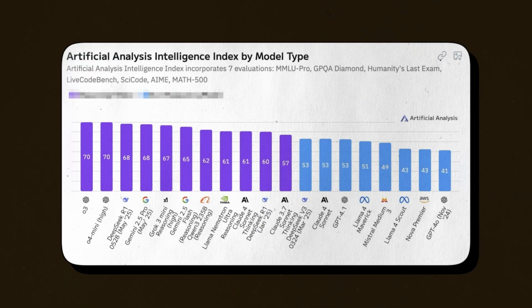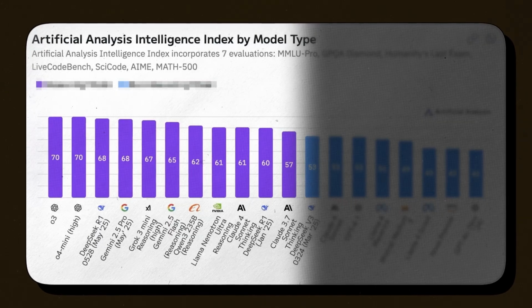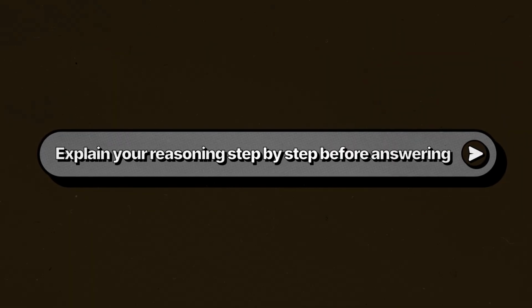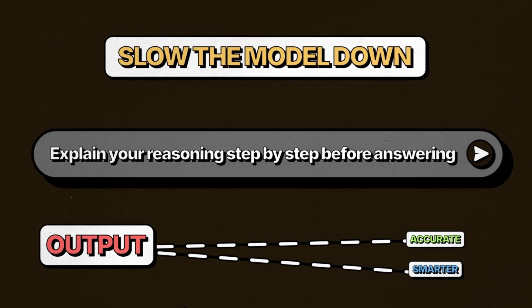It's been a big focus in the AI world lately, and for good reason. If you look at Artificial Analysis, all 11 of the top performing AI models right now are trained to use chain of thought reasoning. Why? Well, instead of jumping straight to an answer, the model is asked to think through the problem step by step. And you don't need a special model to do it. You can actually just add a line like this. It slows the model down, it makes the output smarter, more accurate, and more structured.